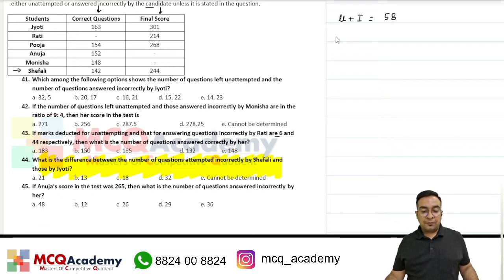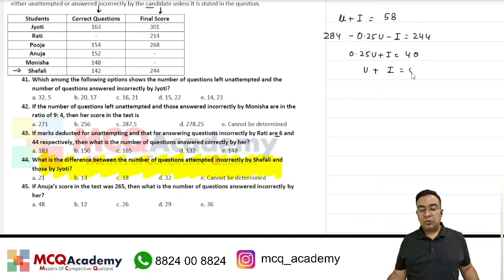तो करेक्ट नंबर ऑफ क्वेश्चन से शी स्कोर्ड 2, so 2 into I minus 0.25 into unattempted and minus I. This total is given to be 244. यहाँ पे I की जगह हम लोग replace करेंगे 142. तो 142 का double is 284. So 0.25 of U plus I will be equal to 40, and this is equal to U plus I is equal to 58. ये हमने equation use करी ये वाली. Question number 41 को जिस तरह से solve किया था, बिल्कुल same format में question सॉल्व हो रहा है.